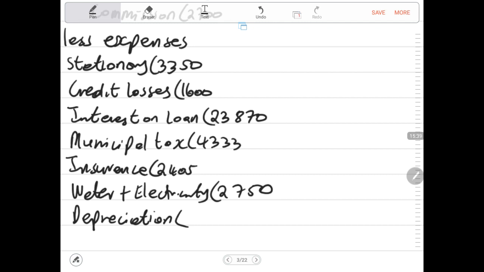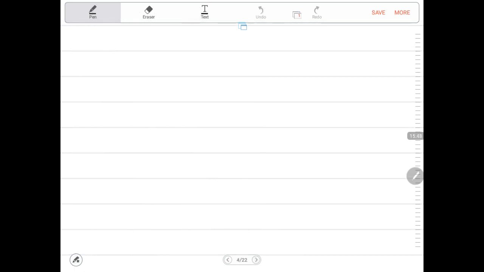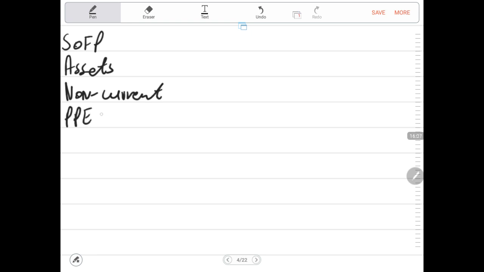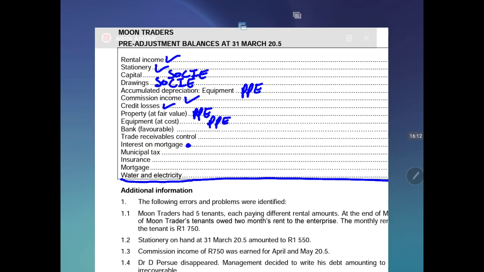Then from here now, these are the expenses that we have. Then we will adjust them from the adjustments. Then now we do the next statement, which is the statement of financial position, which we know starts with assets, and under our assets we have non-current assets. Under non-current assets we have property, plant and equipment. I think now you know the abbreviation PPE.